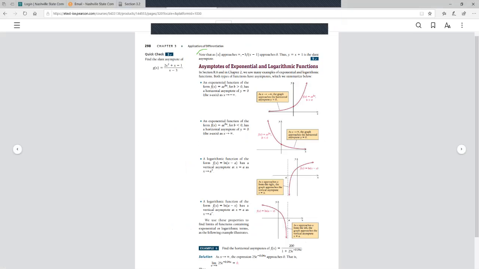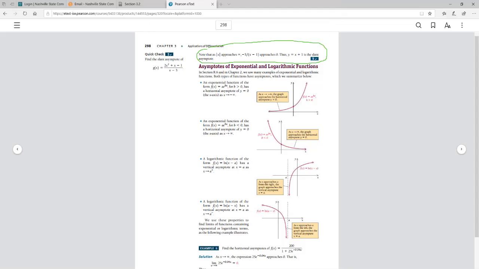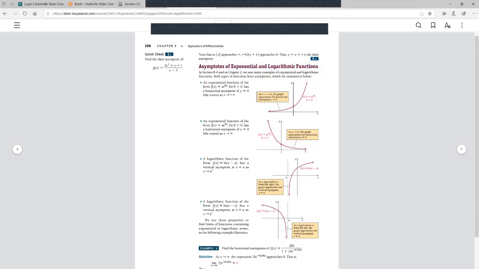Note that as the absolute value of x approaches infinity, -3 over x minus 1 would approach 0, and therefore y is equal to x plus 1 is the slant asymptote. If you're curious about what we did on the previous page with the division problem, you might Google or do some video searches on YouTube for either long division of polynomials or synthetic division.